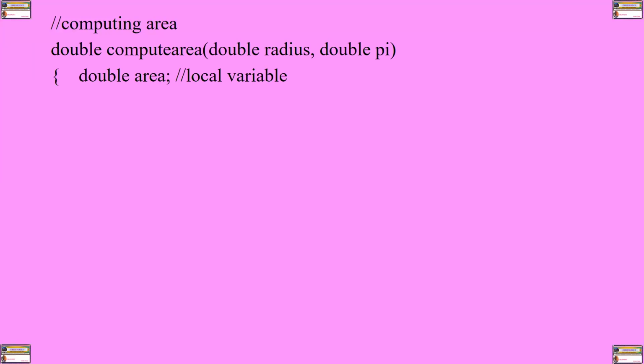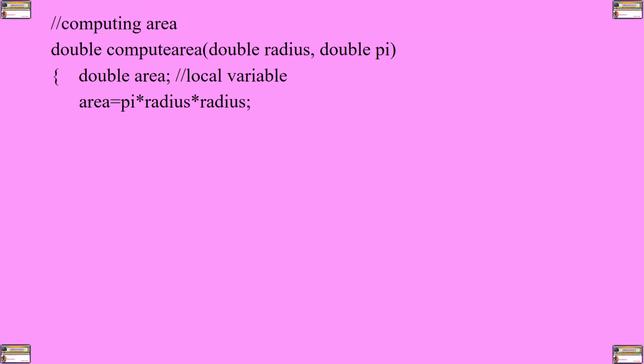The next function is for computing area. Its name is compute area. It's supposed to return a value of type double, and it has two parameters. The first parameter receives a value of type double, which will be held temporarily in radius. The second value will be received as a second parameter, is also of type double, and is going to be held temporarily in the parameter called pi. Then we are declaring one local variable called area, which is supposed to hold data of type double.